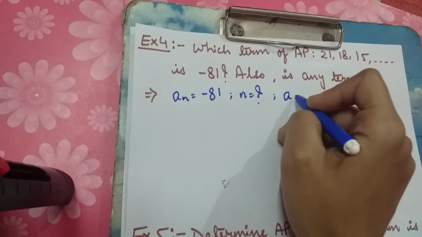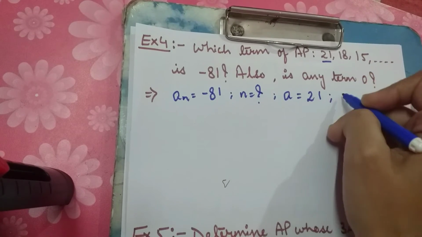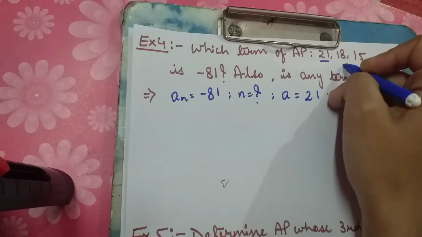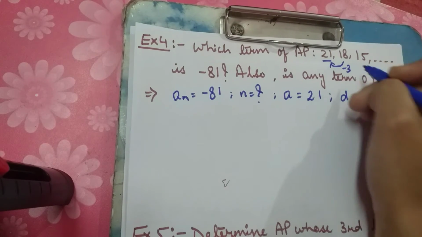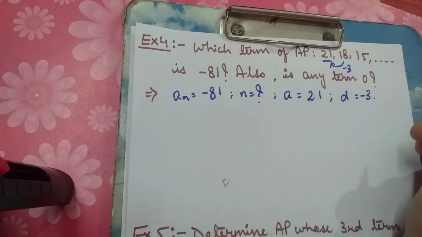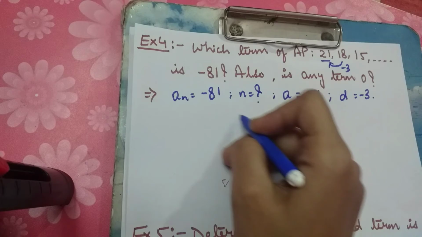In the series, the value of a is your 21, and for the common difference, just check: 18 minus 21 is minus 3. So the common difference is simply minus 3. Now which term is asked? We have to find the value of n.